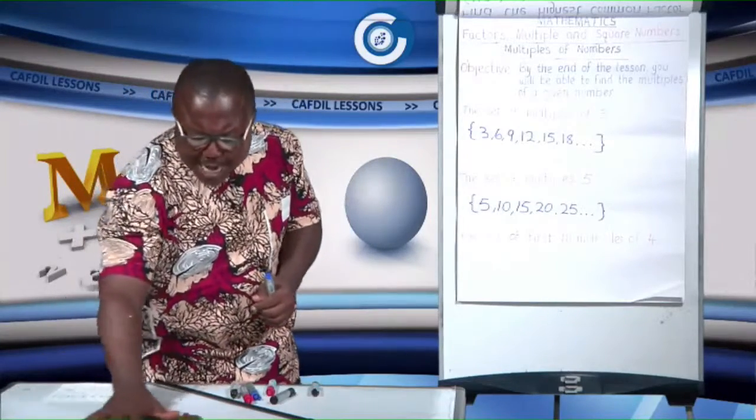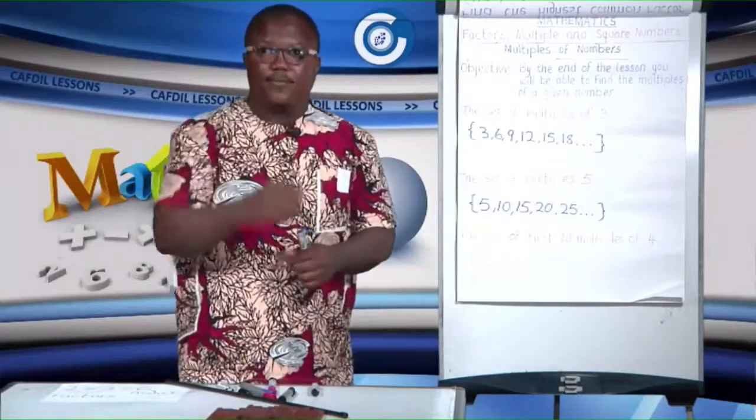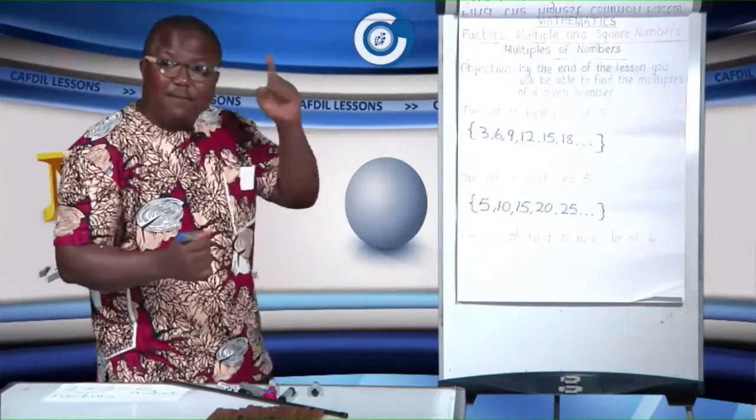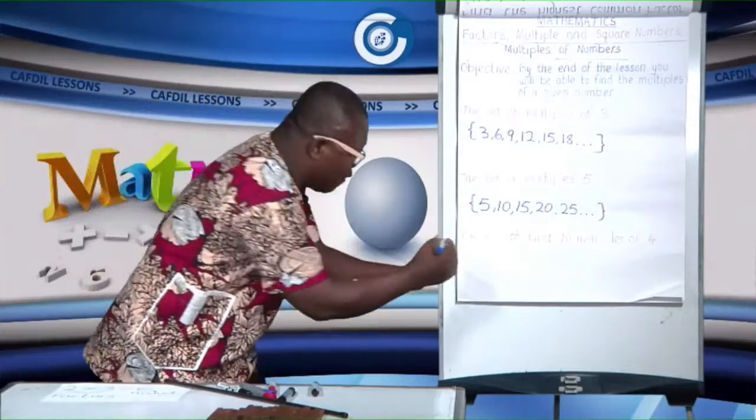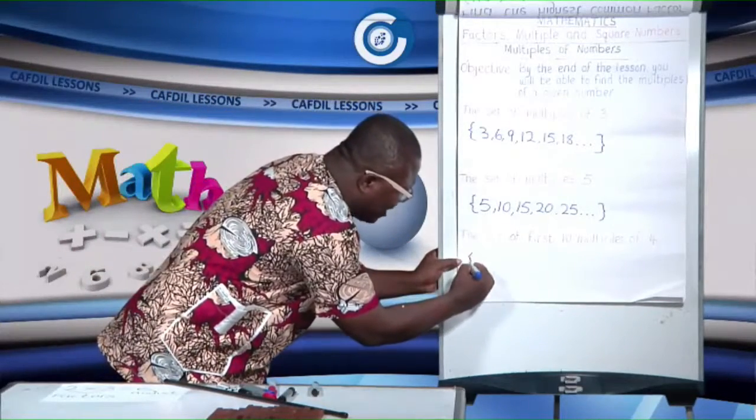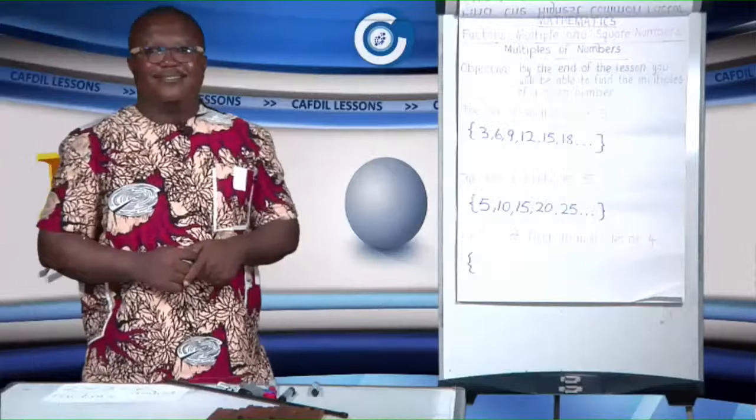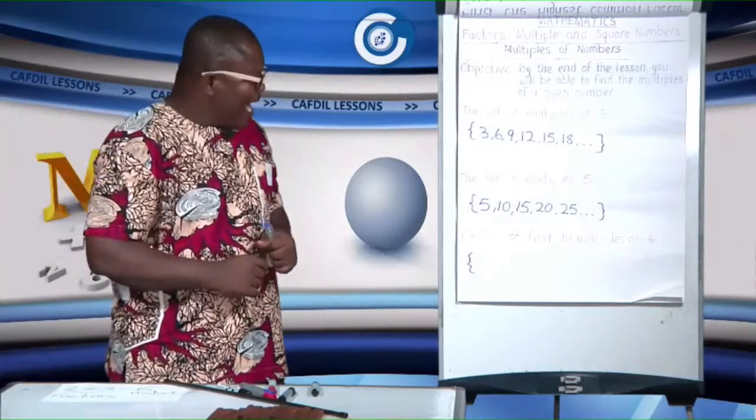So we want to try that and see. The set of first 10 multiples of 4. So the set will be there. Learners, don't laugh at my set sign.